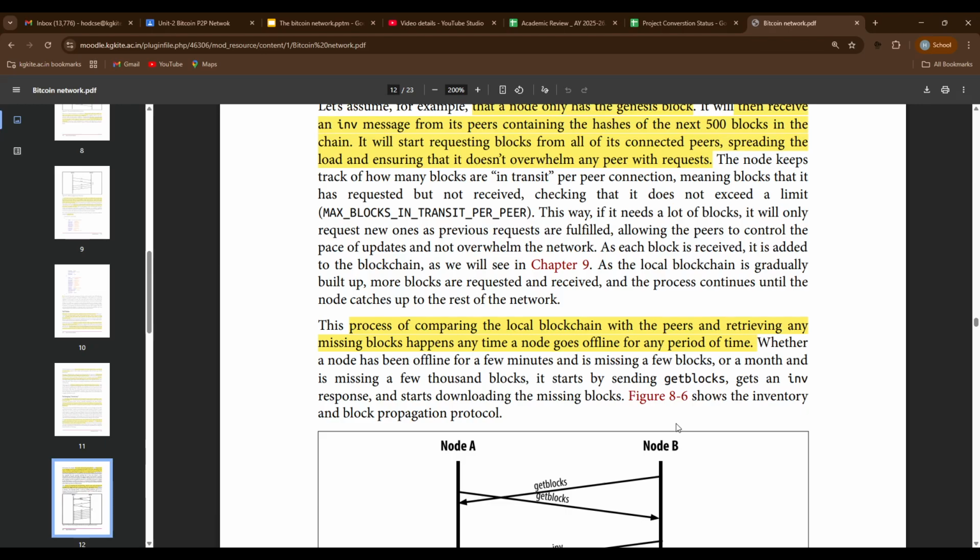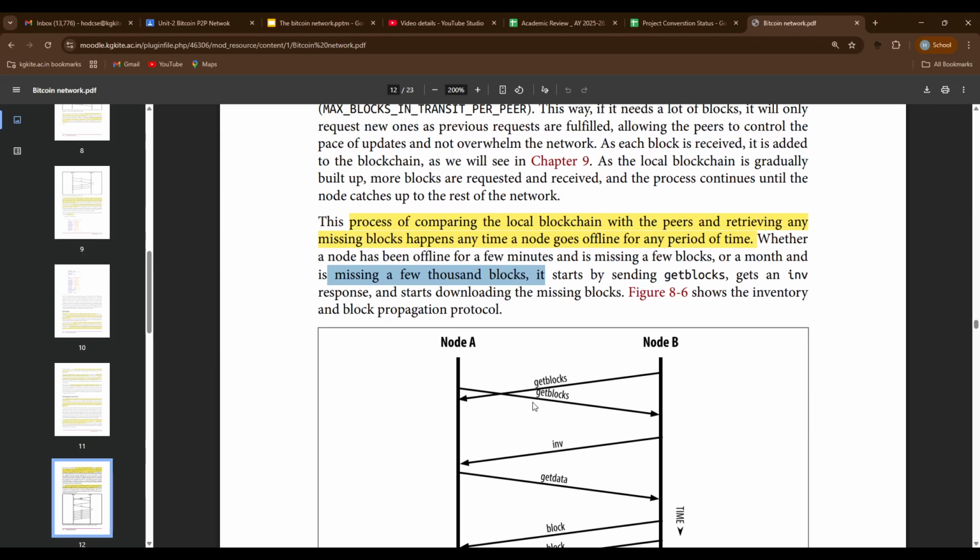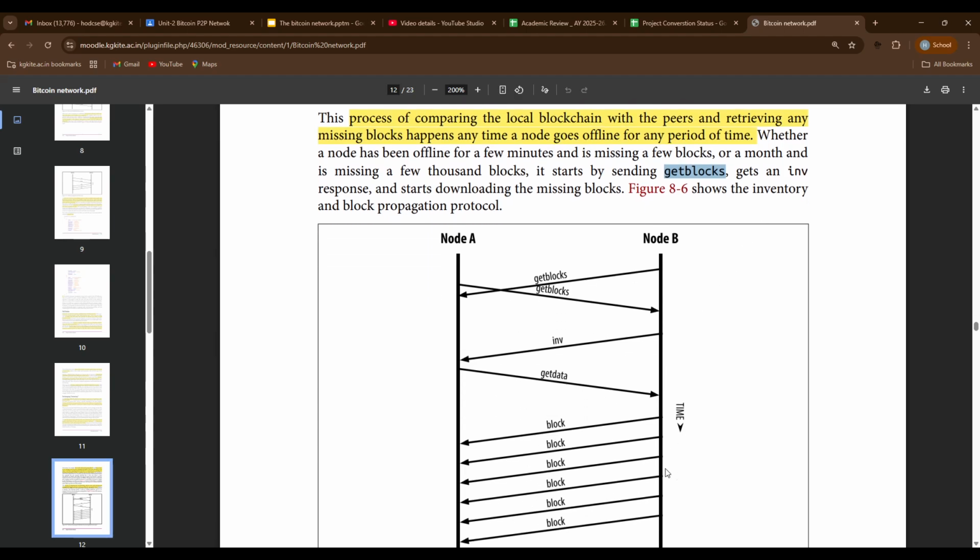Now we learned a command called get blocks. If a node has been offline for a few minutes and is missing a few blocks, or that CPU or that rig was switched off for a month, then sure it is going to miss thousands of blocks. So what will it do? It will start sending a get blocks message. See, node B is sending get blocks, right? And then it gets an INV response, or an inventory response, and starts downloading the missing blocks.